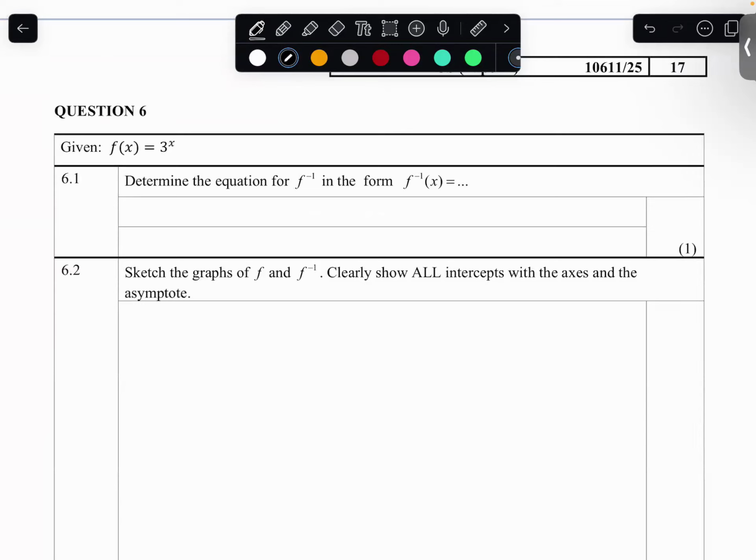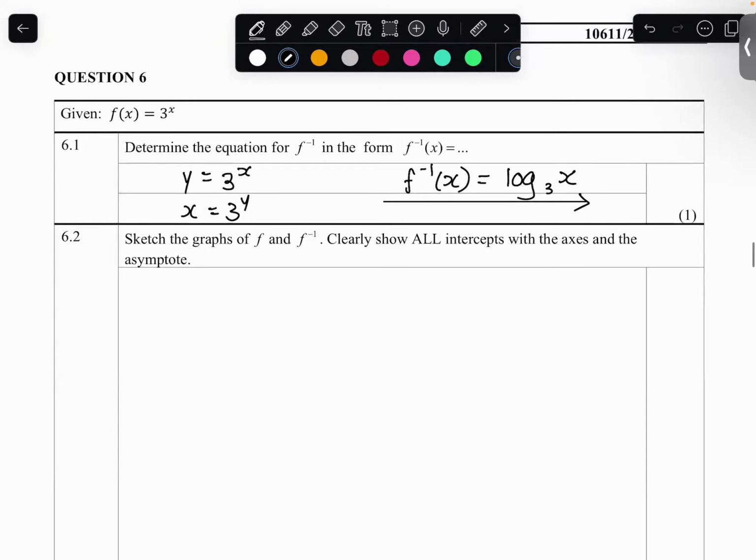Right, next. Question 6. It says f of x is equal to 3 to the power x. Determine the equation of the inverse in the form f to the minus 1 of x. So we have y is equal to 3 to the power x. Swap x's to y's, y's to x's. That's only one mark, for the equation. And then put this in log form. It's going to be f to the minus 1 of x is equal to log x base 3. That's the answer.